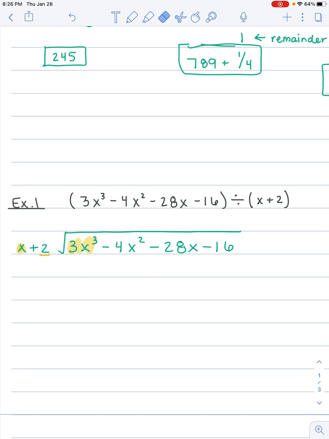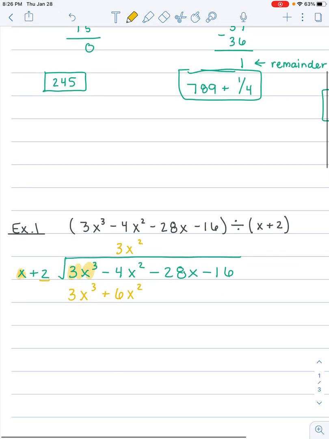Oops, sorry. Hold on. That's supposed to be 3. My bad, guys. I made a silly mistake. Okay. Try this again. We're trying to get x to be 3x cubed, so it should be 3x squared. There we go. So this gives me 3x cubed. 3x squared times 2 gives me 6x squared.